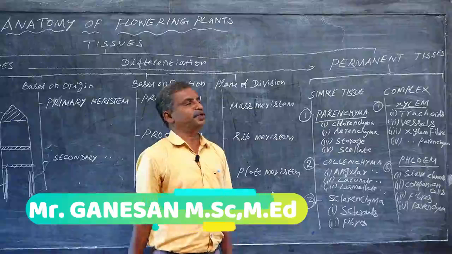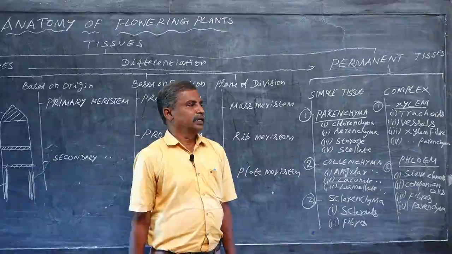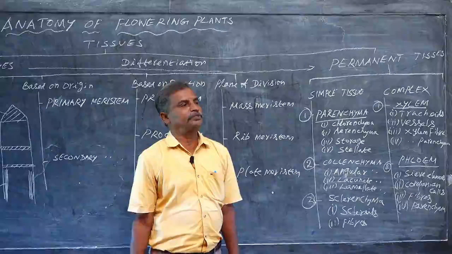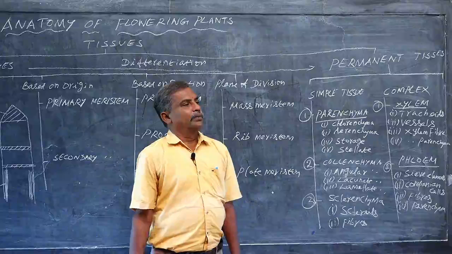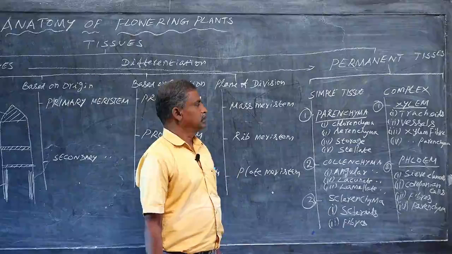If there is a single perforation, then it is called a single perforated plate. If the end plate is having multiple perforations, that is called multiple perforations. Simple perforation example, Mangifera indica. Multiple perforations, Liriodendron.